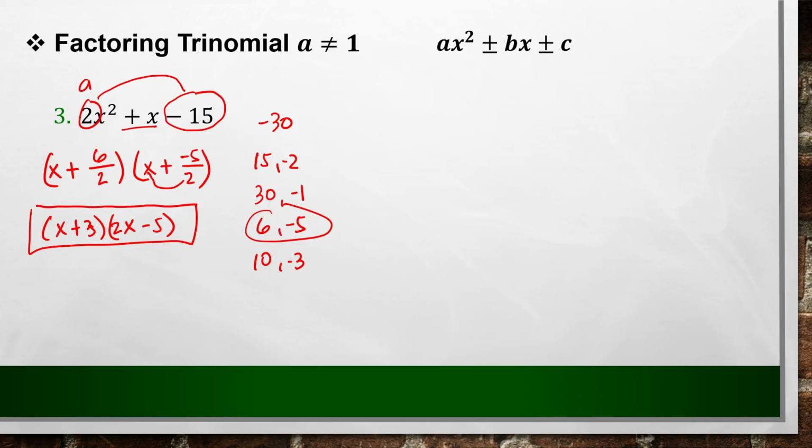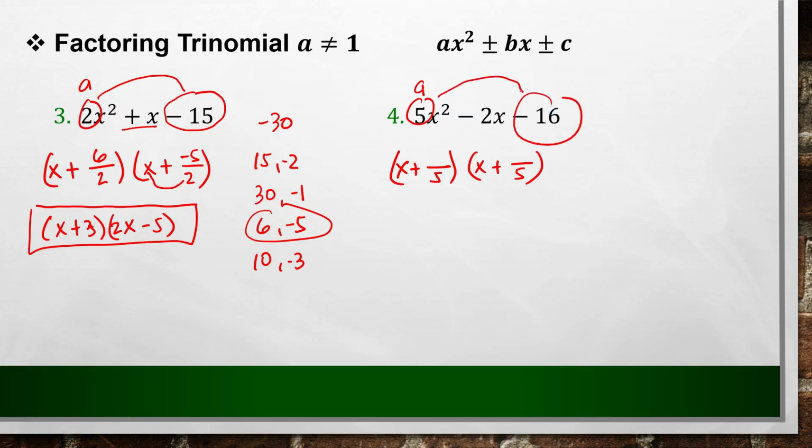Alright, let's go to the last example. 5x squared minus 2x minus 16. Again, I'm going to set up the final answer here. So x plus over 5. X plus over 5. Again, why 5? Because of this. So first step, multiply 5 and negative 16. Oh no, that's going to be a big number. So 5 and negative 16 is, hold on, negative 80. Okay.